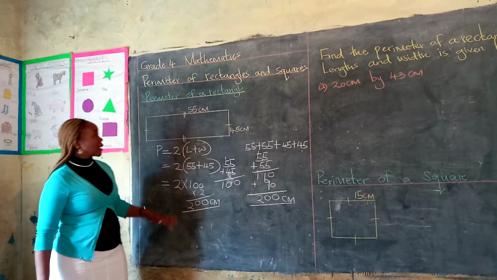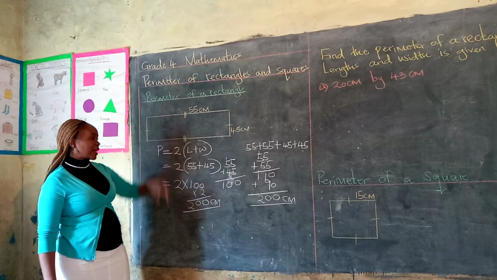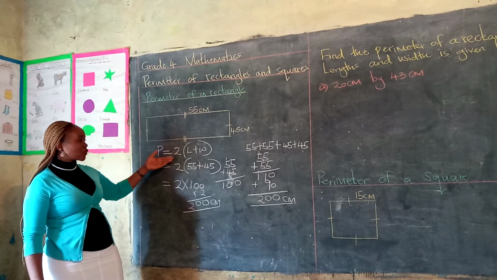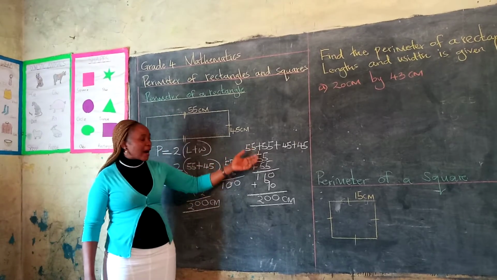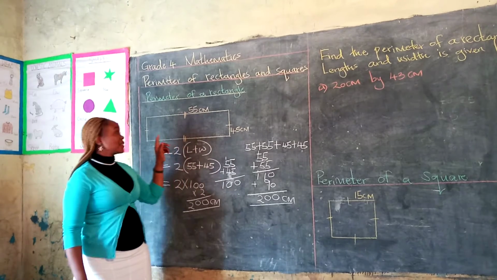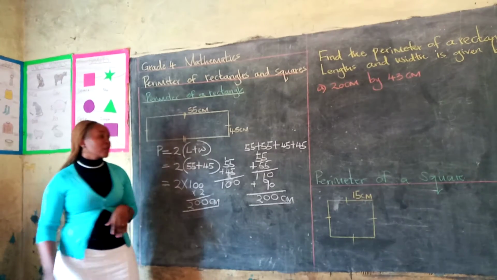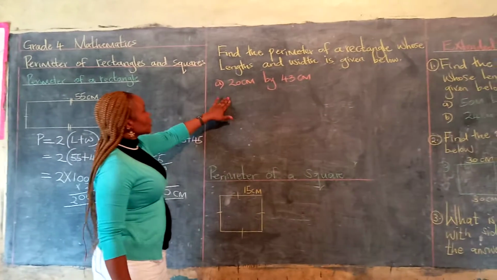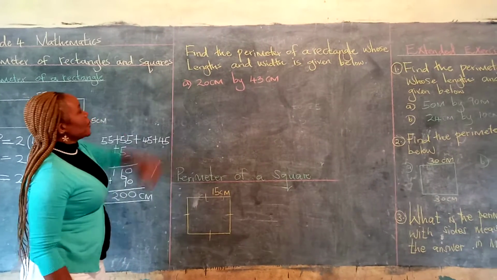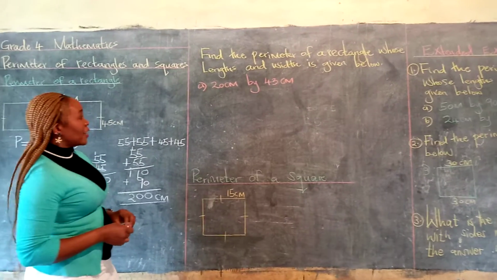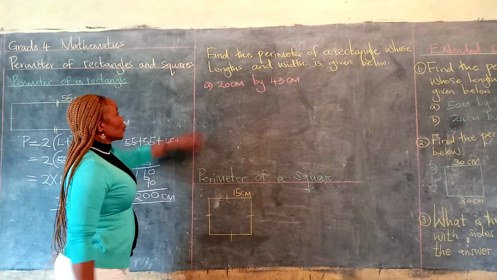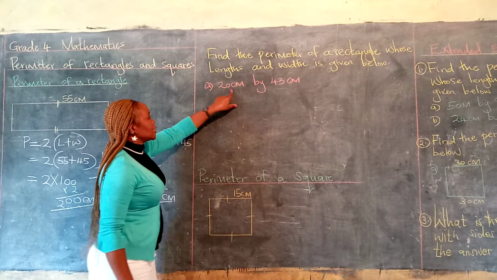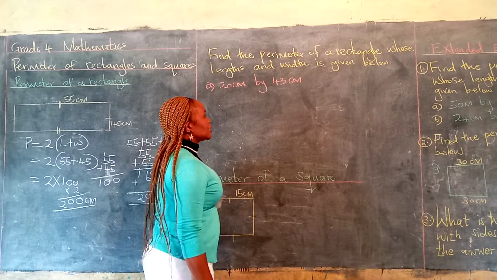So that's how we calculate the perimeter of rectangles. You can use this formula or you can add all the sides. As we said, perimeter is the total distance around any closed shape. I hope you are together. Let's do this question. Find the perimeter of a rectangle whose length and width is given below. This is the question, 20 centimeter by 43 centimeter.